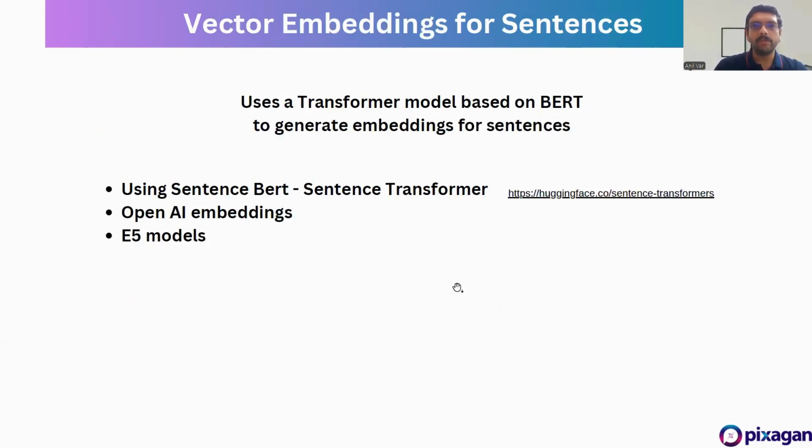So there are different ways to generate vector embeddings. There's Sentence BERT or sentence transformers. Most of them are transformer-based models, some of them based on BERT. So this is available on Hugging Face. You can download it, you can install it in Python. You can also use OpenAI embeddings. There are the E5 models, right, from Microsoft.